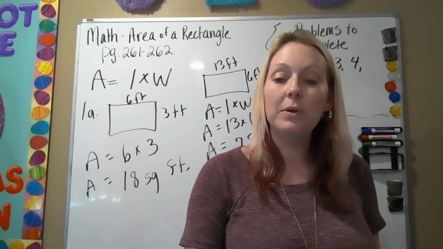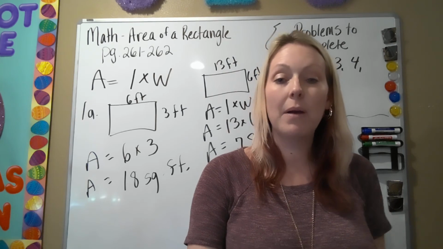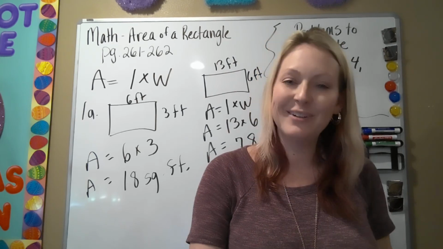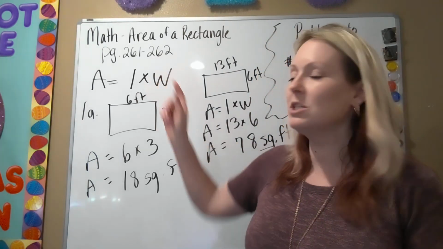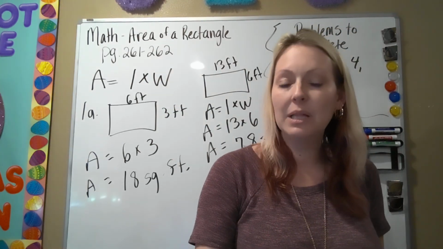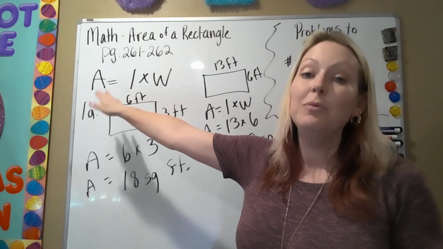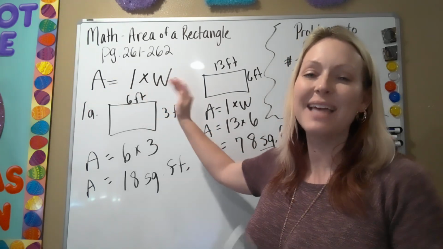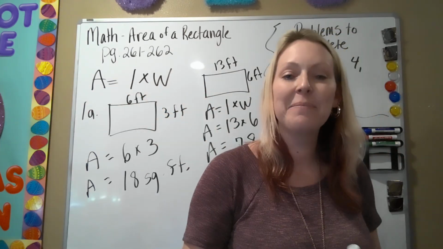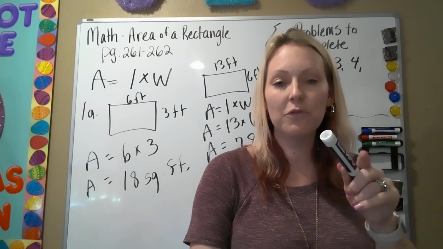So I hope you enjoy math and learning about the area of the rectangle. Remember the equation: A equals L times W. Let me say that one more time. For area, we use the equation A equals L times W, okay? Go ahead and finish your math for today. And don't forget your speed drills.